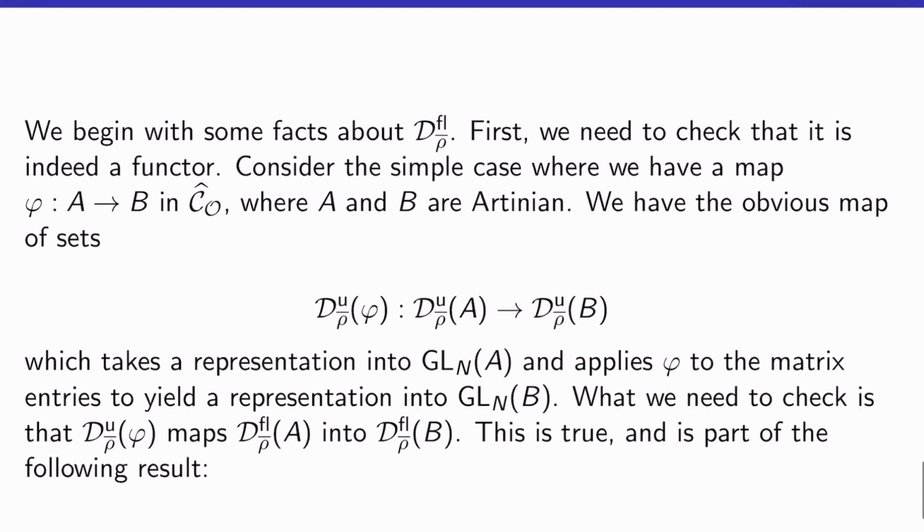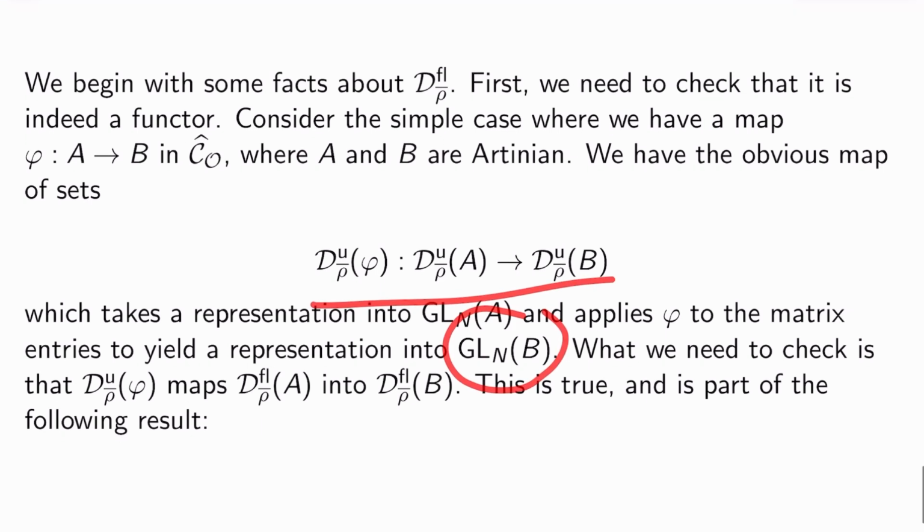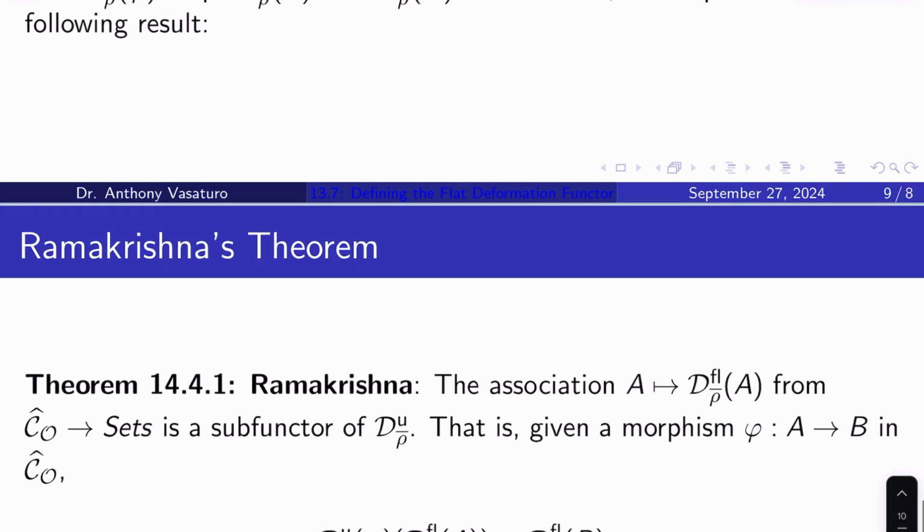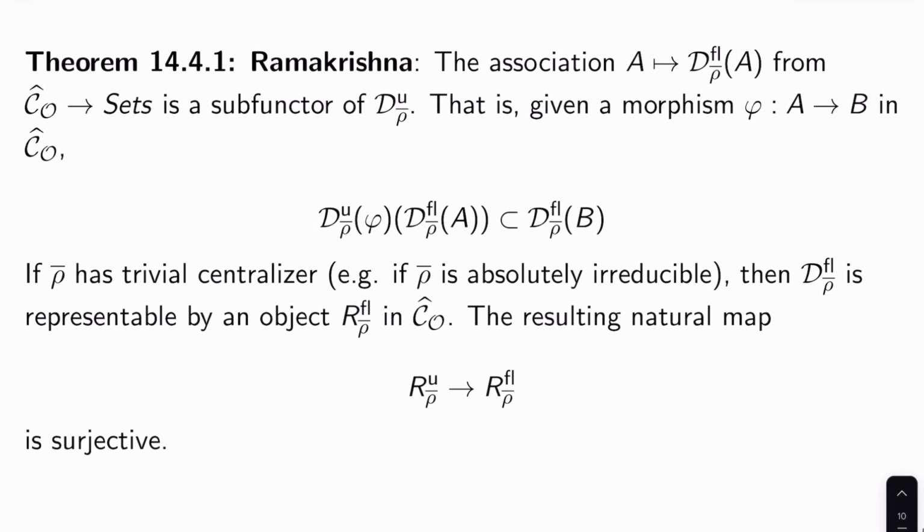Okay. Now this takes a representation into GL_N of A and applies phi to the matrix entries to yield a representation into GL_N of B. In other words, it's the obvious map that you think of it as. What do we have to check? We actually have to check that D rho bar of phi, so this map here, maps D flat rho bar of A, which is just sitting inside of here, actually into D flat rho bar of B. We need to check functoriality of this proposed functor here. Now, it turns out this is true, and this is part of the following result, which is Ramakrishna's theorem from his thesis. Okay, so I will state the theorem today, and we will begin to look at the result and its consequences and its proof next video.